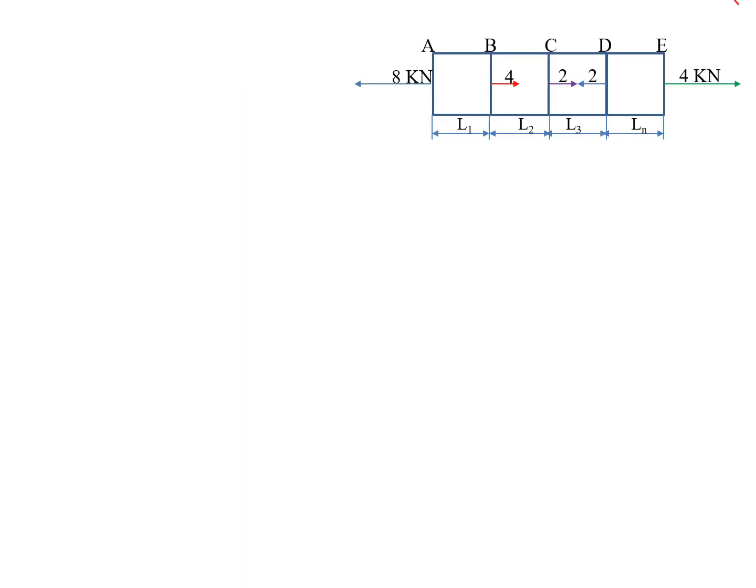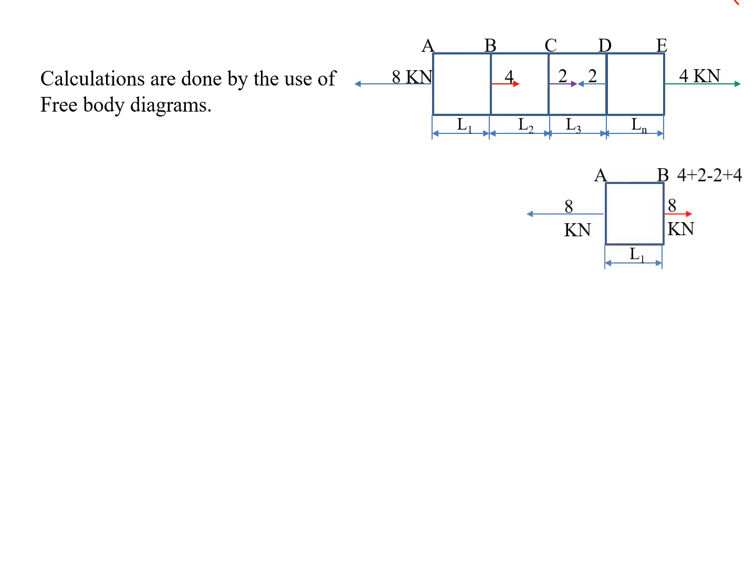Next we have to calculate the deformation of member AE by applying the principle of superposition. For this we have to calculate the deformation of individual members, that is delta 1, delta 2, delta 3 and delta 4, which means delta AB, delta BC, delta CD and delta DE, by observing the free body diagrams of the individual sections. So first we have to calculate delta 1, which means the deformation for AB. For this first we have to draw the free body diagram of AB. So this is the free body diagram of the AB section.